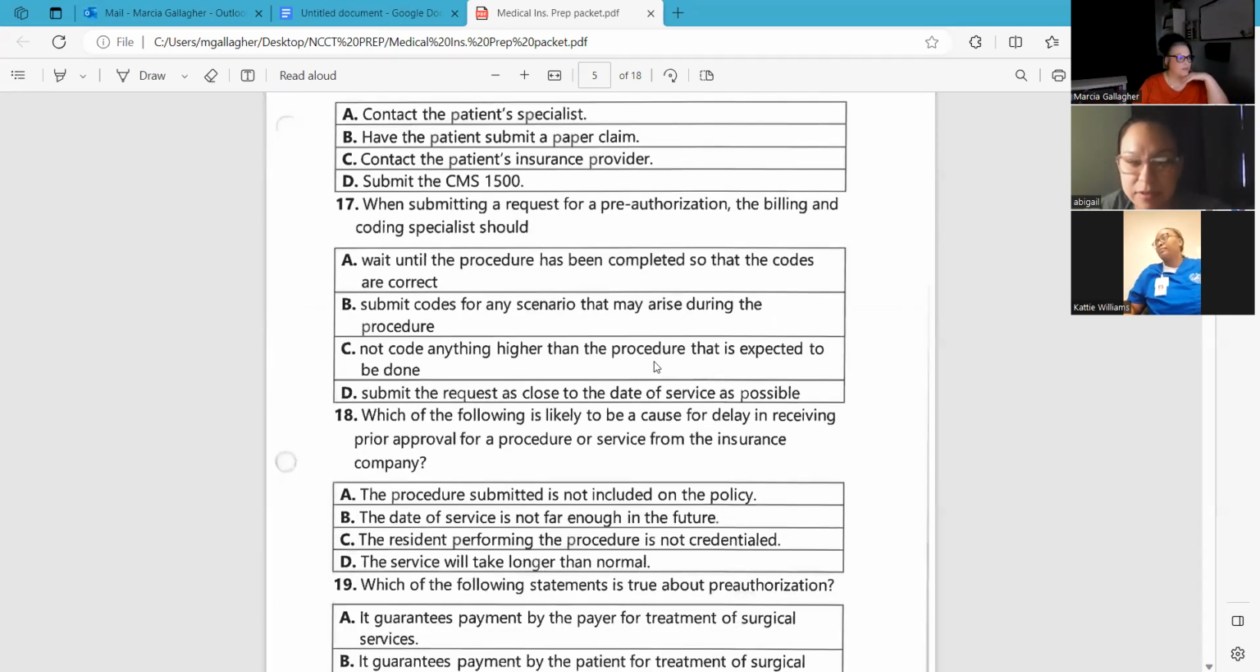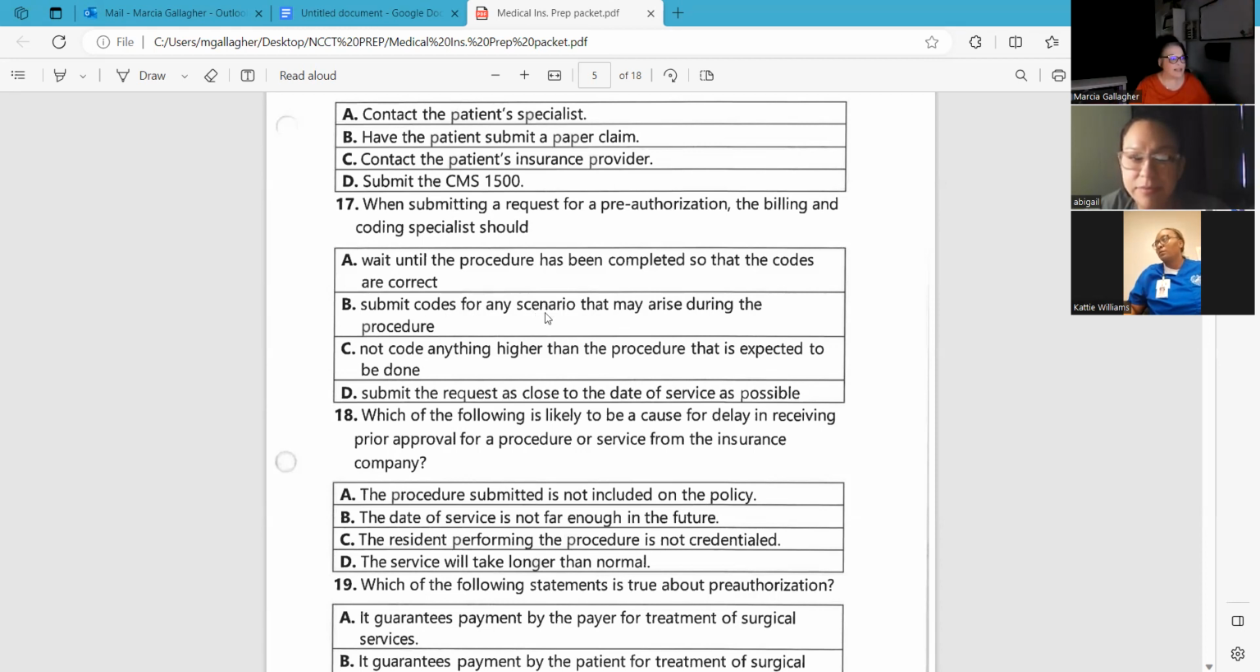Okay, so let's move to number 17. When submitting a request for a pre-authorization, the billing and coding specialist should wait until the procedure has been completed so that the codes are correct. The word pre means before, right? So A wouldn't make any sense. You can't wait till after.